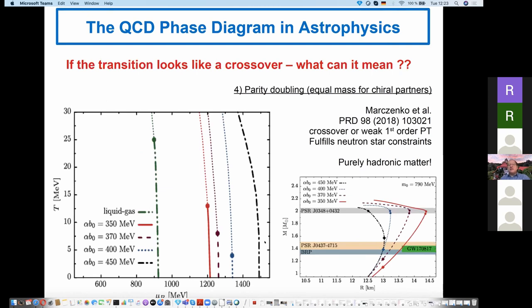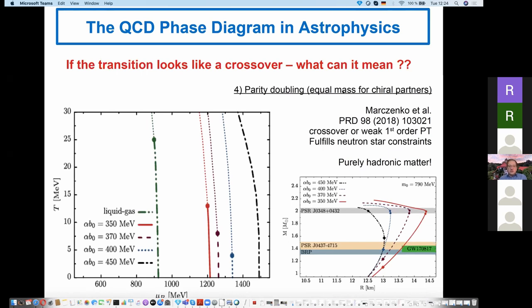Another possibility, which was not presented here but which is published in several publications with Michal Marchenko as the first author, though there are also alternative ideas, is the parity doubling realization of chiral symmetry restoration. It is then a chirally symmetric hadronic phase where just the chiral partners, in particular for our interest in astrophysics the chiral partners of the nucleon, become degenerate in mass. And then we have a change in the effective number of degrees of freedom.